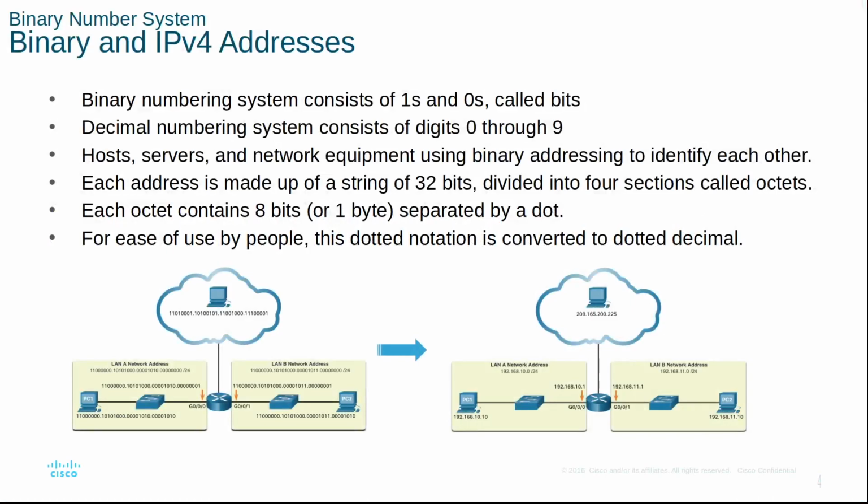So binary. Binary consists of ones and zeros, right? 2 states, hence binary. These are referred to as bits. Now, the decimal numbering system consists of digits 0 to 9. We've used these all our life, likely.